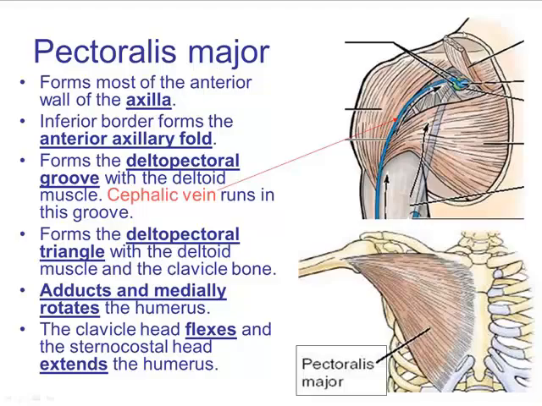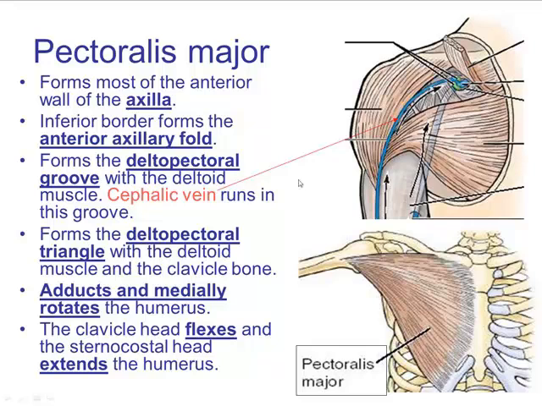Now the pec major muscle runs anterior to the deltoid and forms an area called the deltopectoral triangle, with the deltopectoral groove here, where the cephalic vein runs inside it. So today in the afternoon when you dissect, make sure you try to find the cephalic vein. That is a very useful structure clinically. Everybody should be able to identify it.